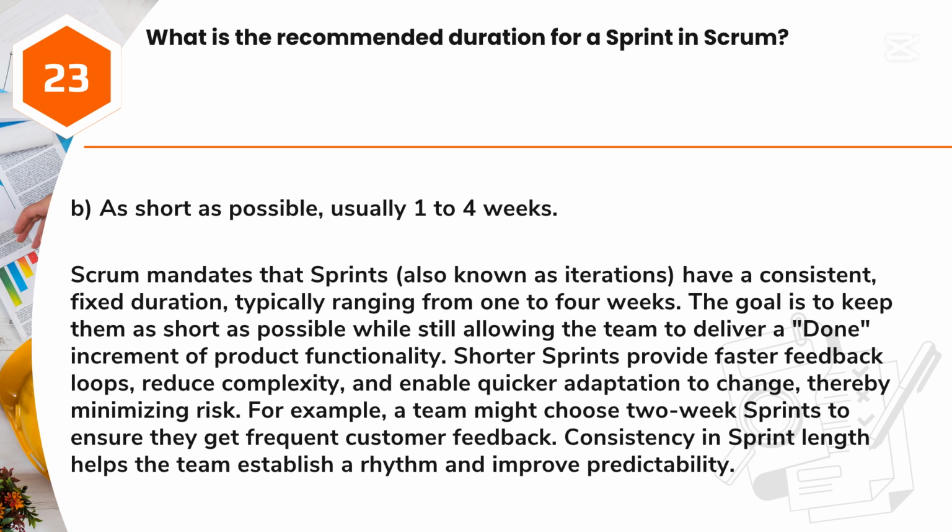For example, a team might choose 2-week sprints to ensure they get frequent customer feedback. Consistency in sprint length helps the team establish a rhythm and improve predictability.